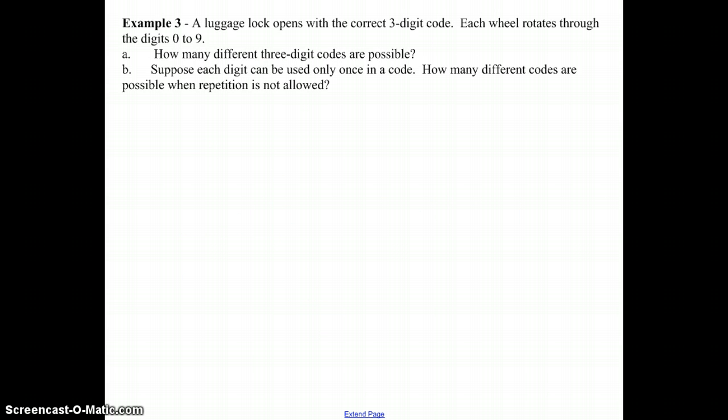Here we have a luggage lock that opens with the correct 3-digit code. So we know we've got 3 digits. Each wheel rotates through the digits 0 to 9, which means how many possible? There's 10 each, right? So if there's 10 each, that means for part A, there are 1,000 different 3-digit codes available.